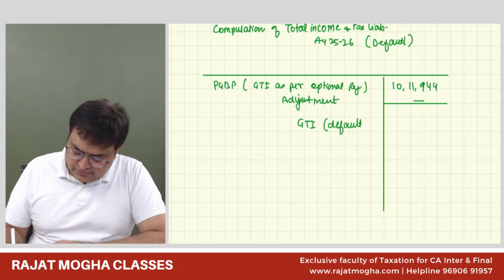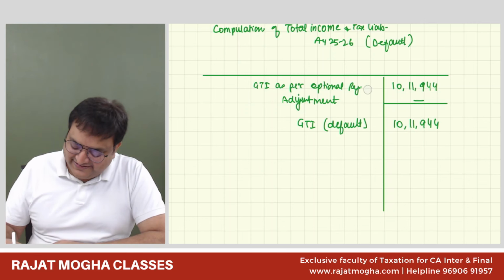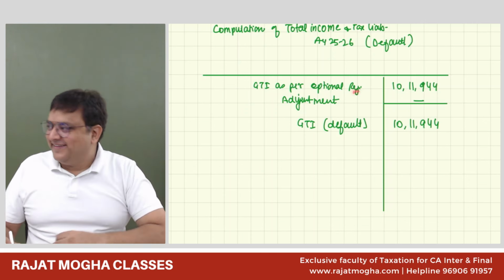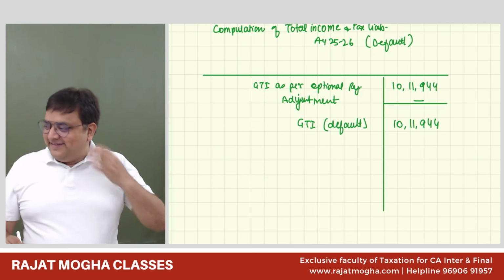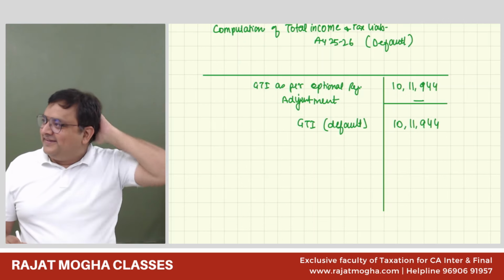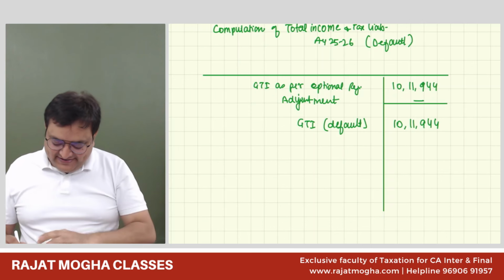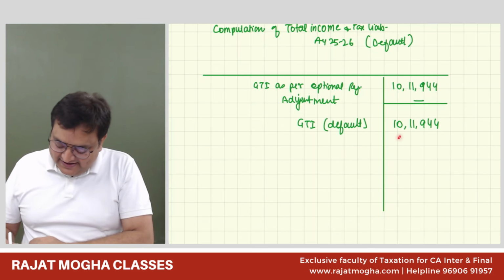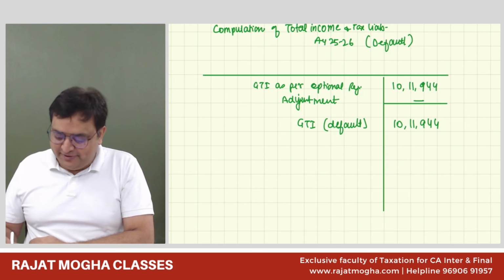Why you also mentioned, sir? Why did you mention PGBP over there? Sorry, I didn't get sleep last night. Okay. GTI. Correct. GTI as per optional regime, GTI 10,11,944. Little sleepy today.